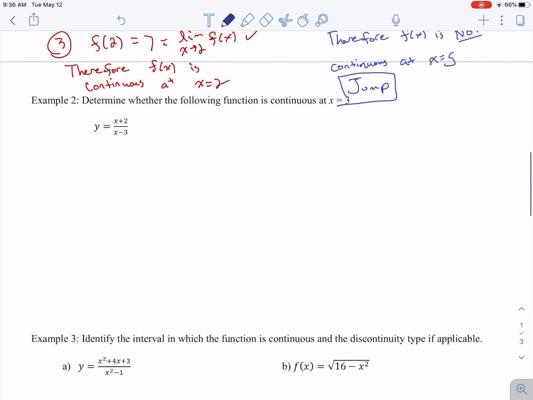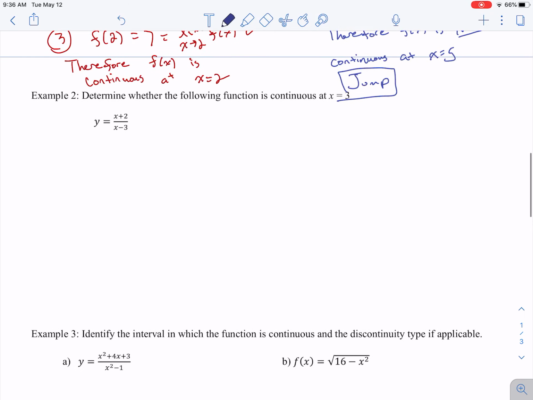All right, determine whether the following is continuous at 3. Here we go. So we can do step 1, which is f of 3. Does f of 3 exist? Well, go ahead and plug in a 3 and, well, it does not exist. Because if we plug in a 3, we're going to get 3 plus 2 over 3 minus 3, which is 5 over 0, which does not exist. Okay?